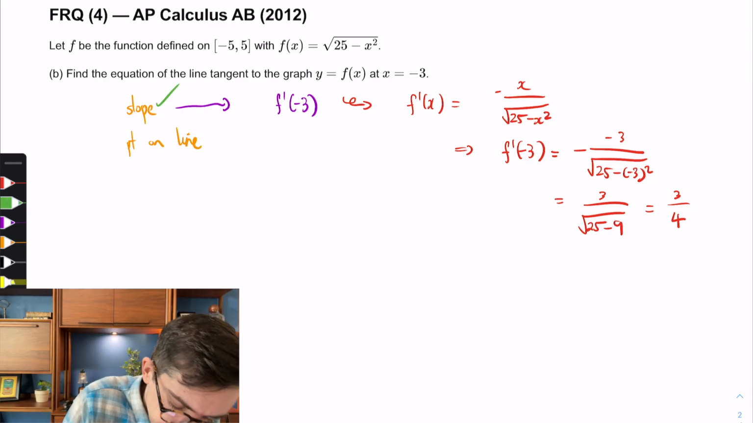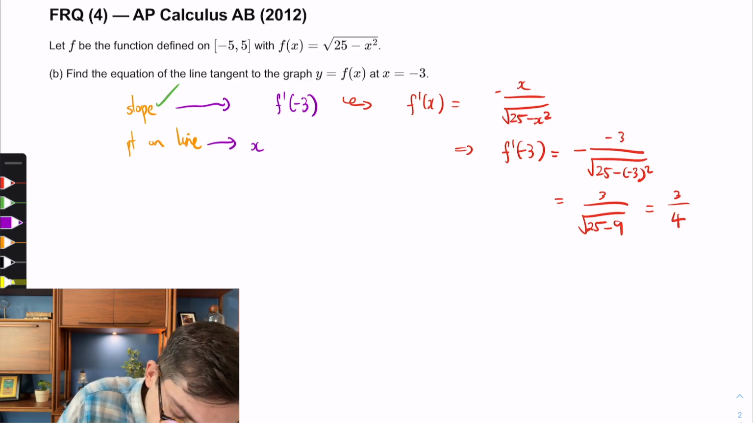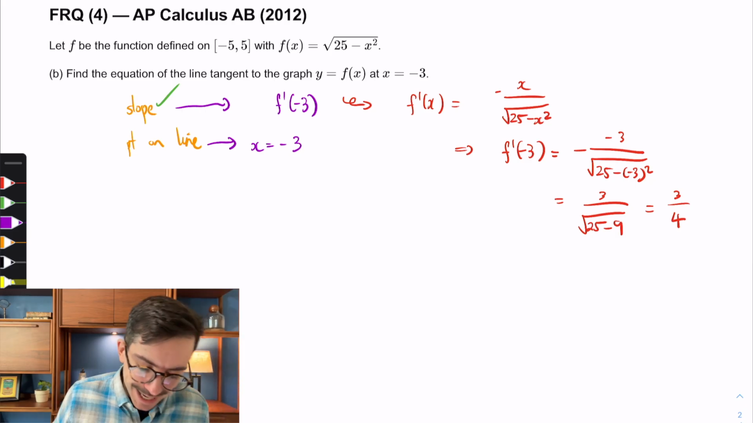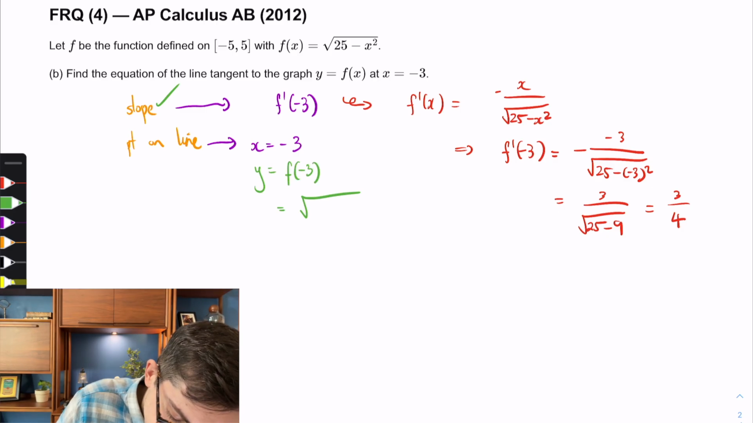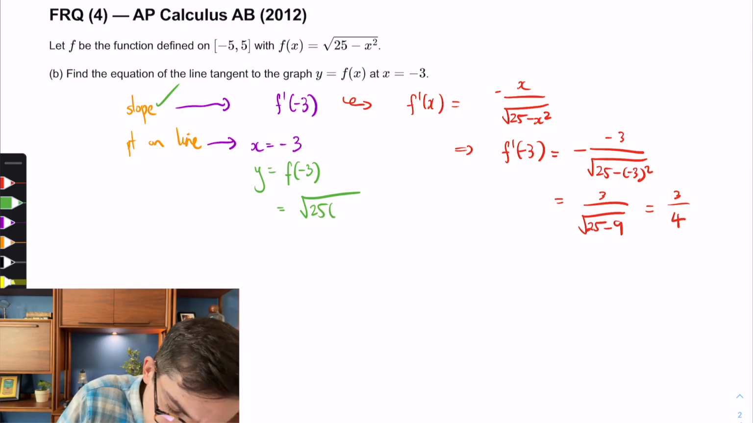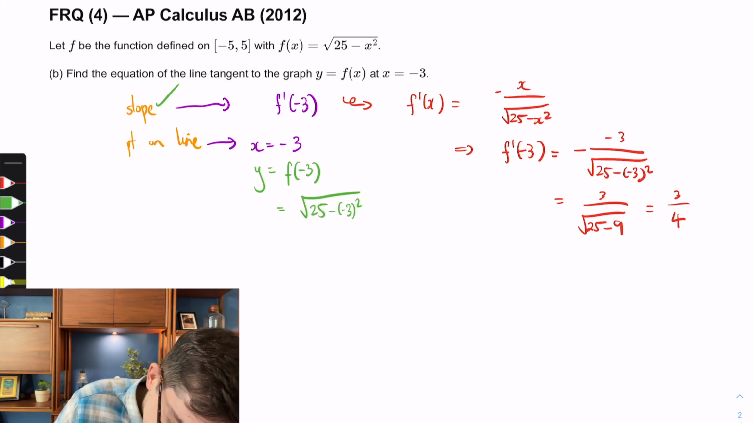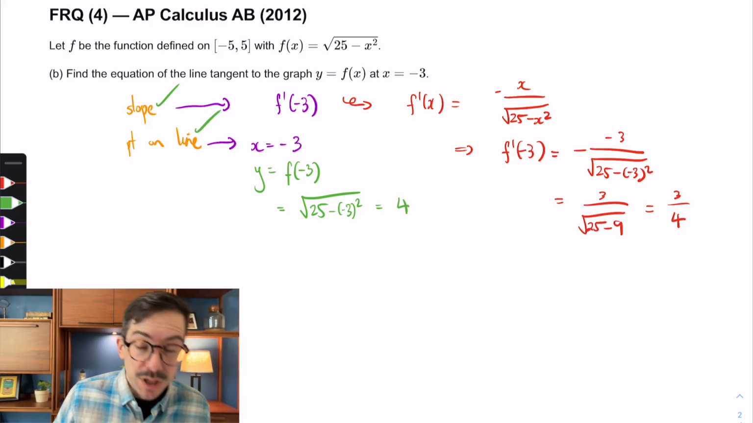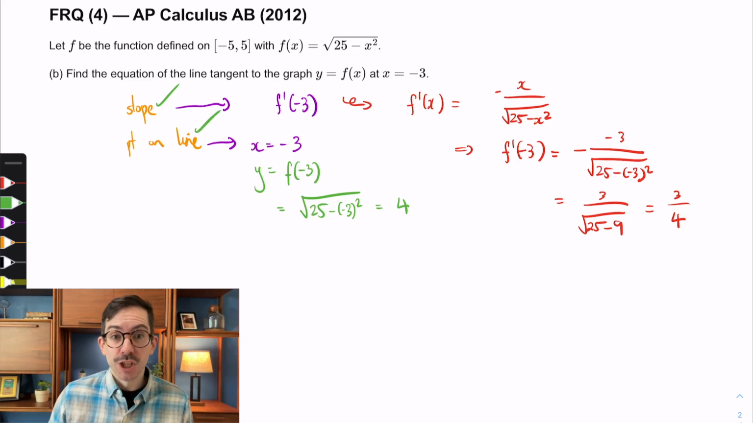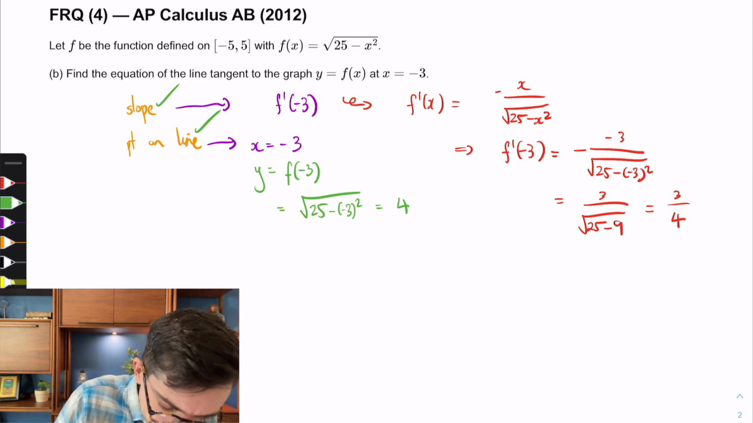So I have found my slope. That is great. Finally, I need a point on the line. Well, I know I want x to be negative 3. That's what we were given. For y, I just need to find out what f of negative 3 is. That is the square root of 25 minus negative 3 squared. We already figured out that is equal to 4. So I also now have my point on the line. To find the equation of the tangent line, I'll now use the point slope formula.